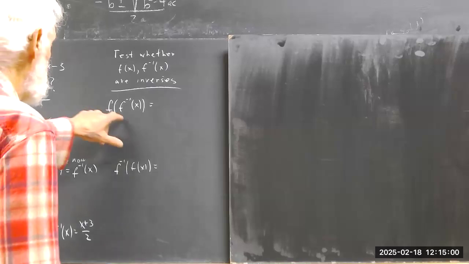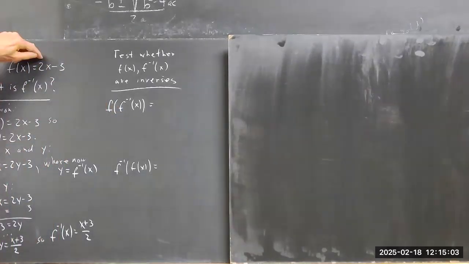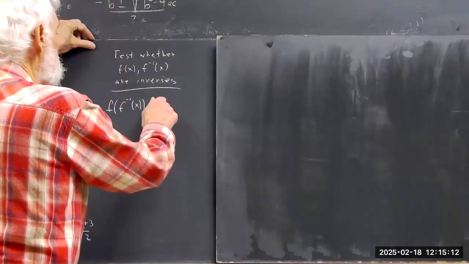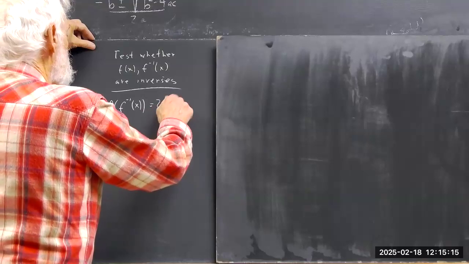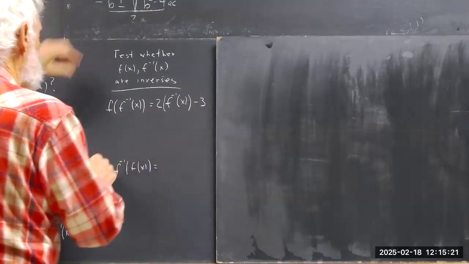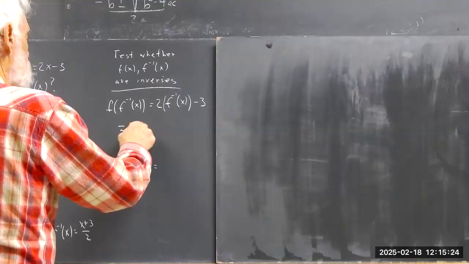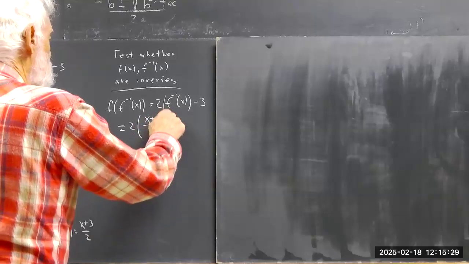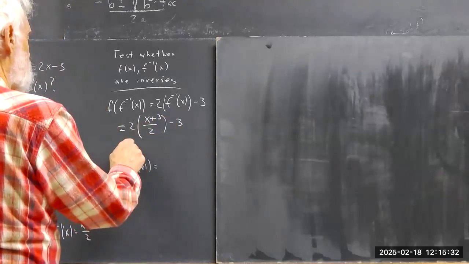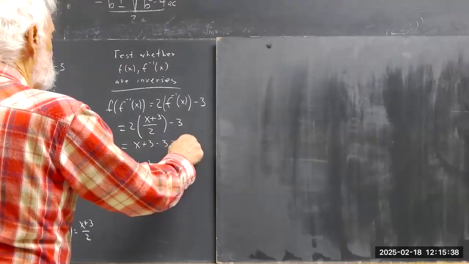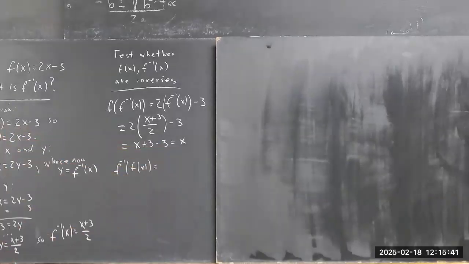Okay, so what's f of f inverse of x? Well, f of x is 2x minus 3. So this would be 2 times f inverse of x, minus 3, which equals 2 times (x plus 3) over 2, minus 3. Well, the 2's divide out. This leaves us x plus 3 minus 3, which is equal to x, which is exactly what the inverse function should do.